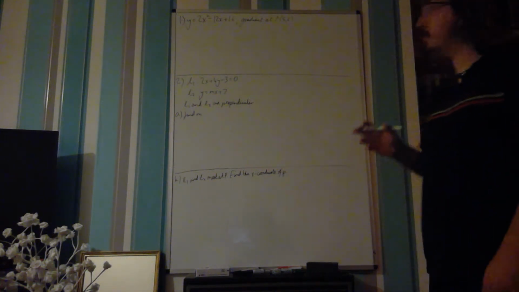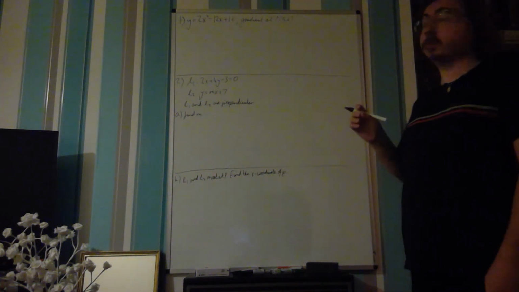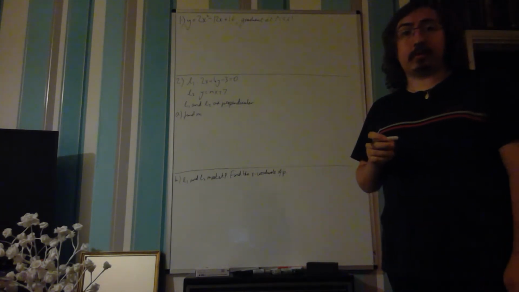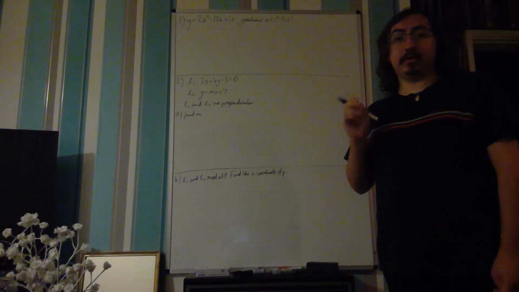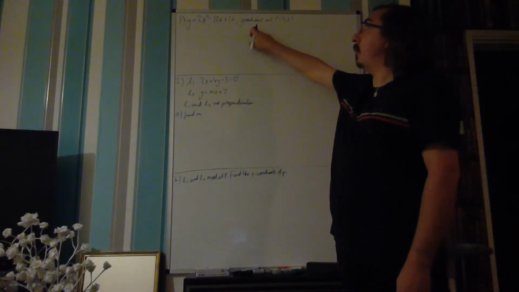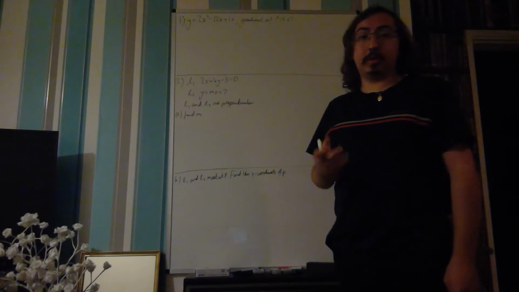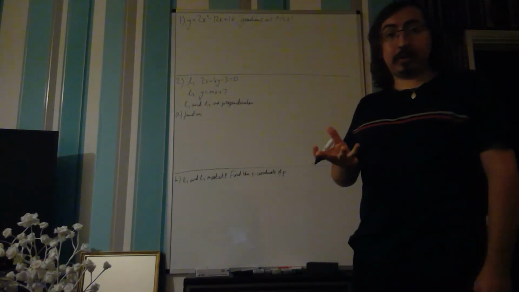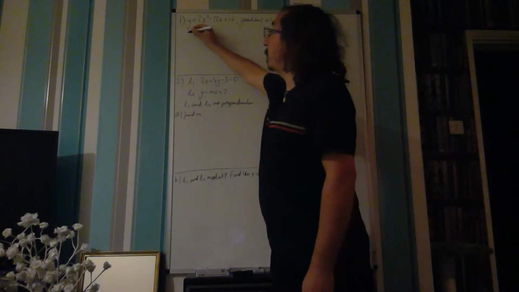Okay, so for question 1, we're given the equation y equals 2x squared minus 12x plus 16. We want to find the gradient at the point P, which is (5, 6). So if we see the keyword gradient, and we're given an equation, in this case a quadratic, the first thing you should be thinking is we need to differentiate that. So we need to find dy by dx.